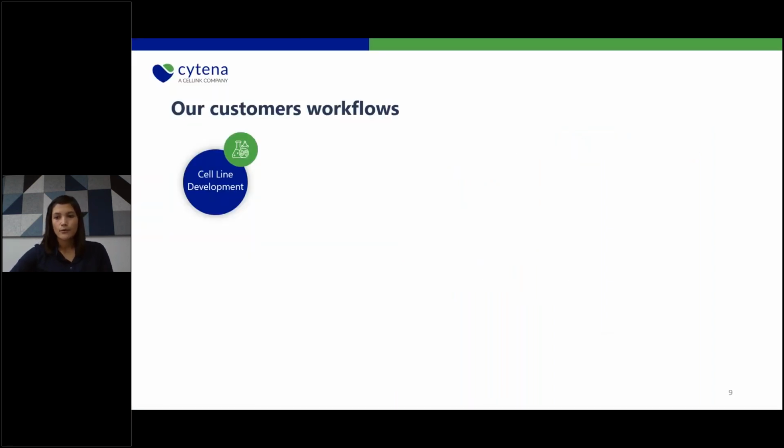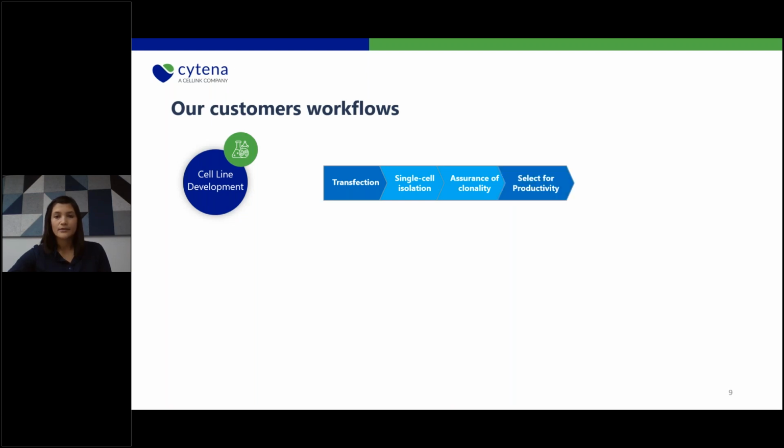So the workflows which are mainly done by our customers are, for example, cell line development. This is quite a big field, and this typically starts with transfection of cells. And then the next step is to isolate single cells. Therefore you need assurance of clonality, and then you can really select for the best producer cells, so for the best clones, which produce your gene of interest. And then you can go further on with downstream screens for quality and stability.